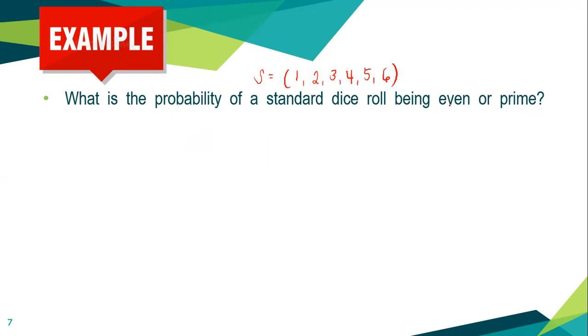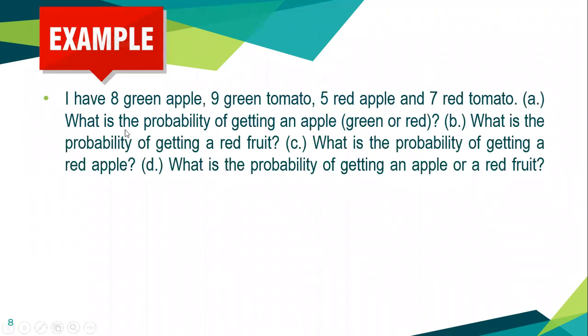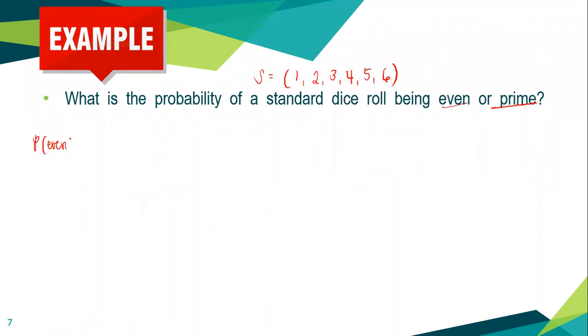Ang question is probability of even or prime. So mahalaga alam natin ano ba yung even at ano yung prime. So probability of even, we have, ilan ba yung mga even numbers natin? Probability of even is 3/6. Bakit 3/6? Ano yung mga even numbers natin dito sa outcomes? We have 2, 4, and 6, di ba? Those are even numbers. Kaya tatlo yung ating favorable outcome.